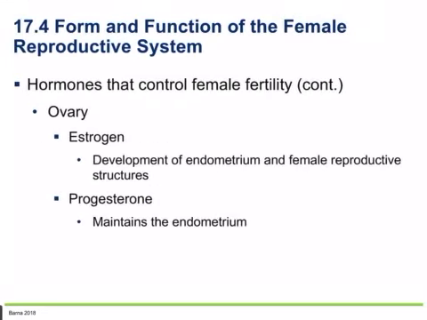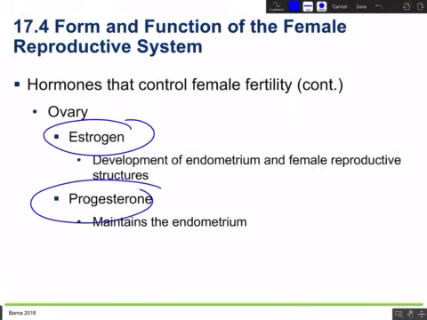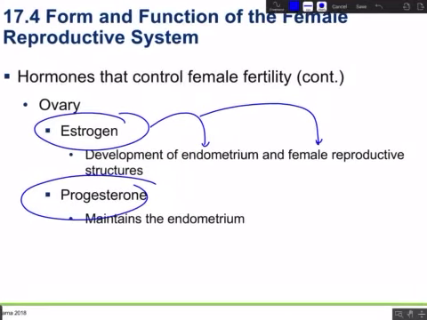Hormones that control female fertility. Coming from the ovary, releasing the hormones estrogen and progesterone. Estrogen early on in the cycle develops the endometrium. It rebuilds that wall. And it also stimulates other female reproductive structures like widening of the hips, breast tissue. Progesterone's job is in the second half of the cycle, so this is after day 15 to about day 27. And it maintains the endometrium and prevents menstruation.